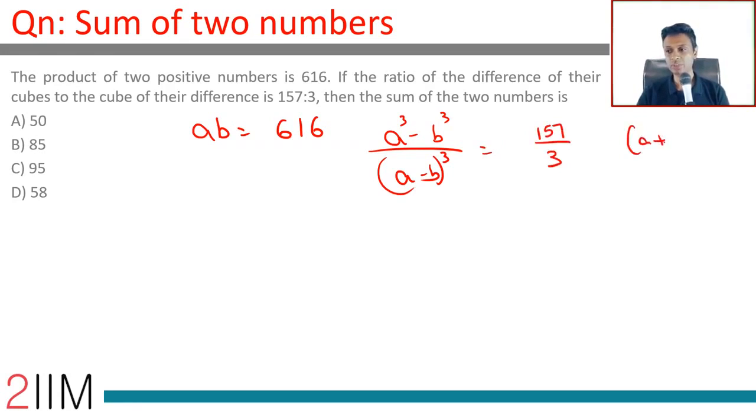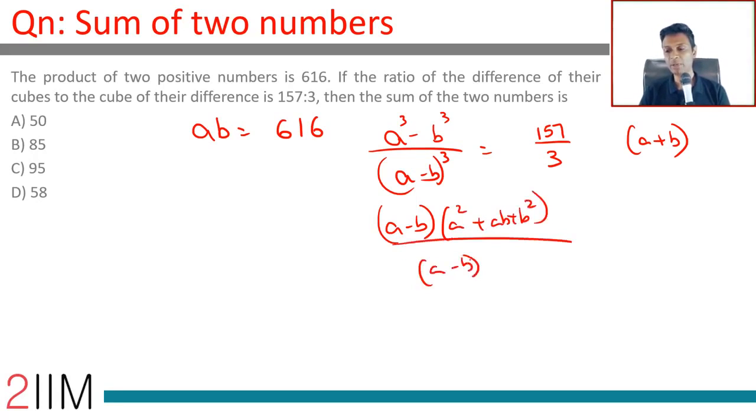And what is A plus B? And the sum of the two numbers, what is that equal to? Brilliant. So let's say AB is 616. I'm going to write this as (A minus B) into (A square plus AB plus B square) by (A minus B) whole cube is 157 by 3. So one gets cancelled, and it becomes (A square plus AB plus B square) by (A minus B) whole square is 157 by 3.